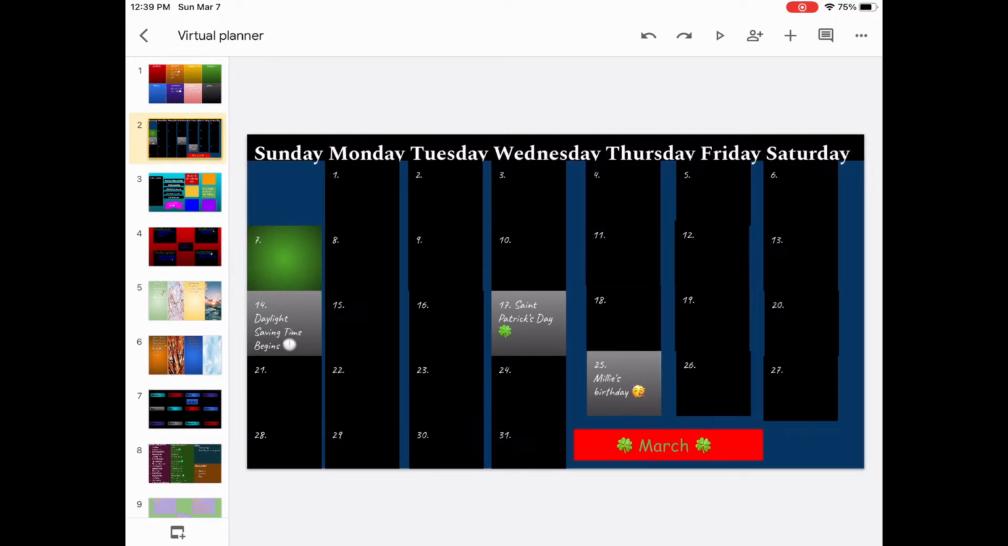But daylight saving time begins and St. Patrick's Day, that's actually happening on those days. If it's not happening in your country, then maybe it's because different countries, different times, because I live in Canada. So those are the things that are happening. Once again, this took me a lot of time to do.